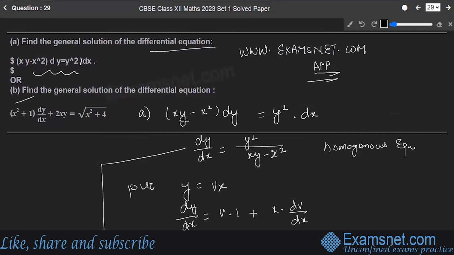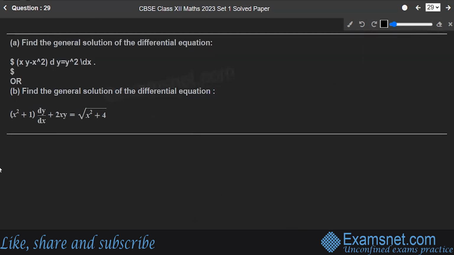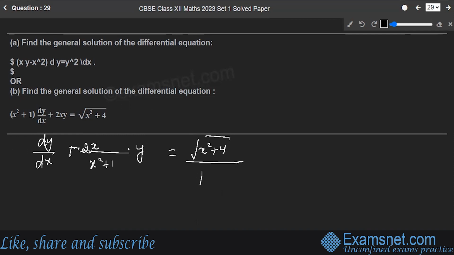Let's move to the second part of the question, which is given by this. For that, I have to erase the whole screen. So B part says x squared plus 1 dy by dx plus 2xy is equal to this. Now, you can write down dy by dx plus 2x upon x squared plus 1 into y is equal to root of x squared plus 4 upon root of x squared plus 1 square.